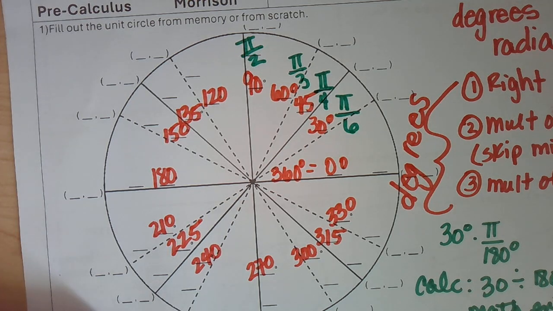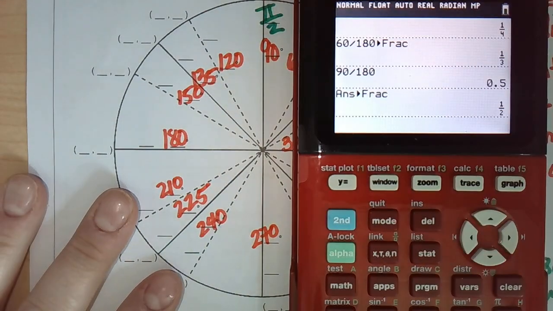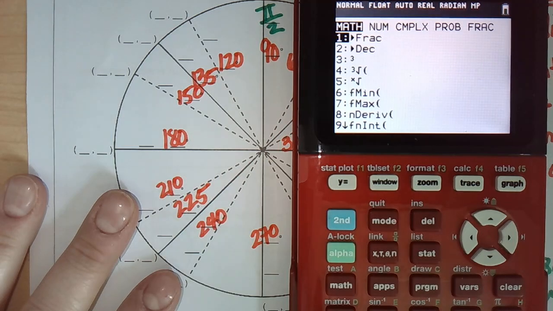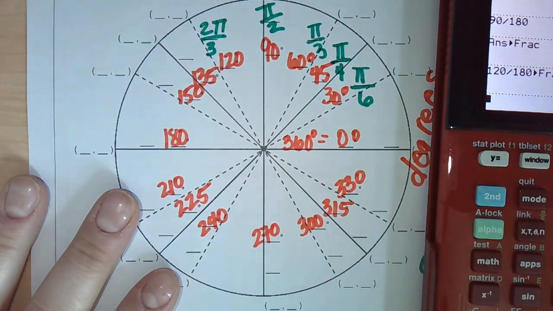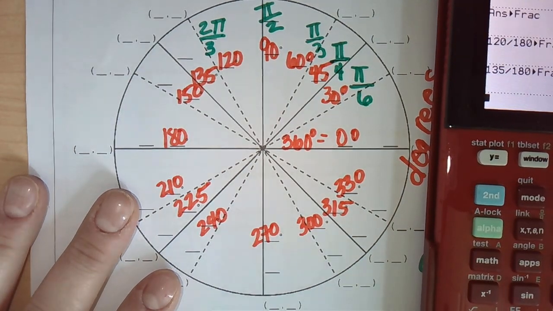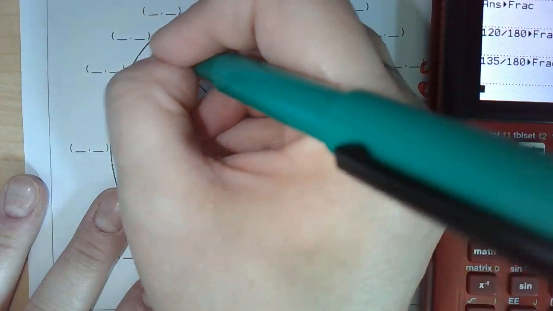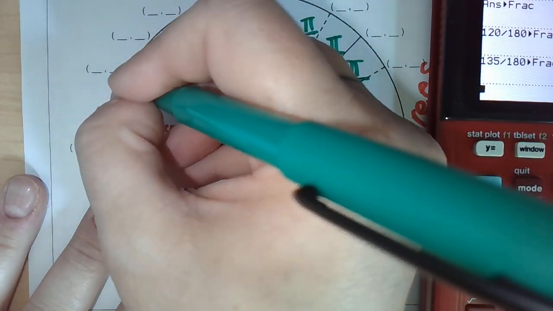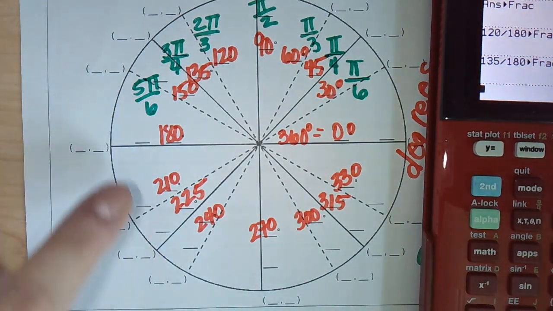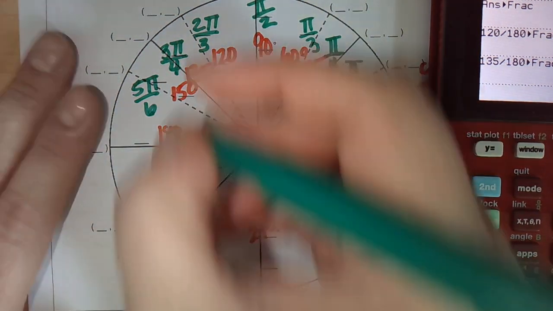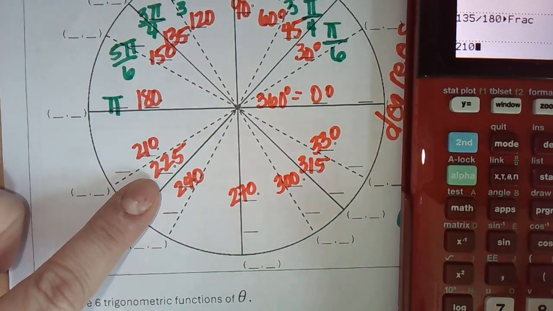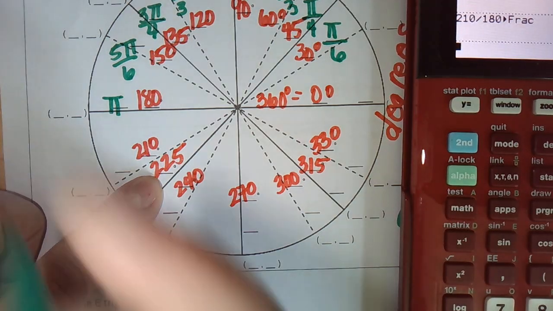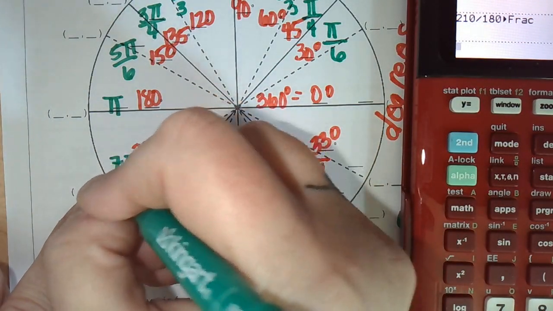Okay, let's see for 120. Again, 120 divided by 180, math, enter, 2/3, so 2 pi over 3. 135 divided by 180, math, enter, 3 pi over 4. Then we keep going. There's a 5 pi over 6. Then for 180, that just makes 1 pi, but we're going to grow up and we're just going to write pi. Then 210 divided by 180, math, enter, 7 over 6, so 7 pi over 6.